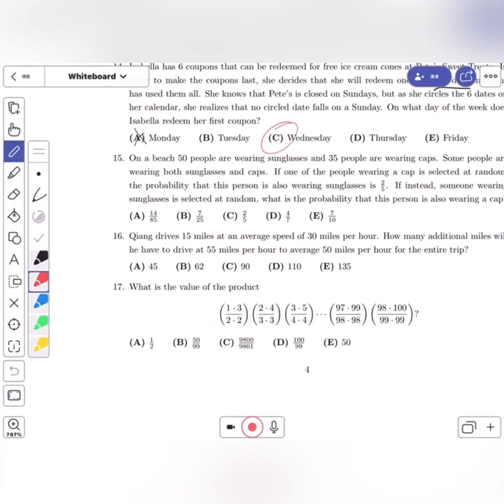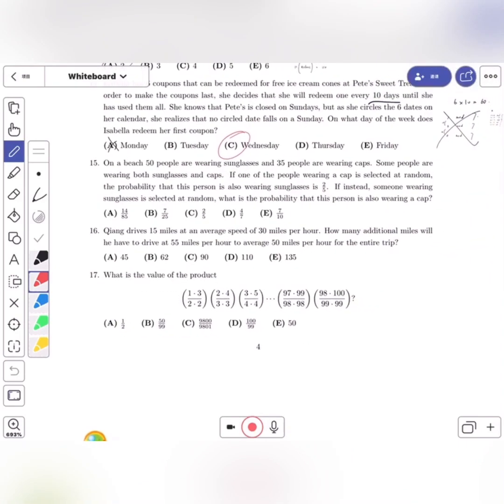So number 15. On a beach, 50 people are wearing sunglasses and 35 people are wearing caps. Some people are wearing both sunglasses and caps. If one of the people wearing a cap is selected at random, the probability that this person is also wearing sunglasses is 2/5. If instead someone wearing sunglasses is selected at random, what is the probability that this person is also wearing a cap?